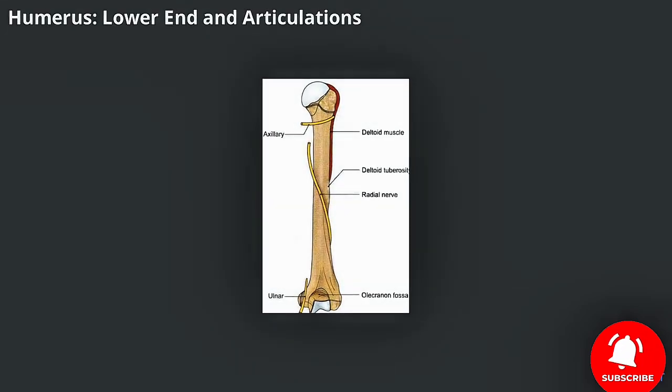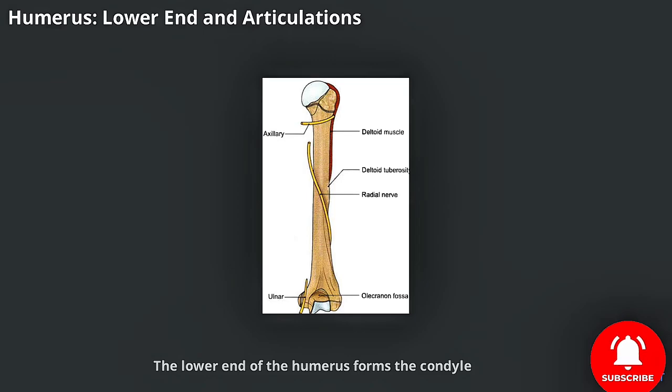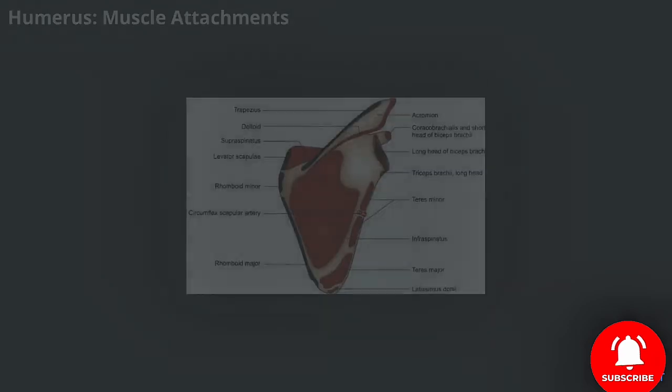Lower end of the humerus forms the condyle, which includes the capitulum and trochlea for articulation with the radius and ulna. The medial and lateral epicondyles serve as attachment sites for muscles. The coronoid, radial, and olecranon fossae accommodate the corresponding processes of the ulna and radius during elbow movement, ensuring smooth flexion and extension. Numerous muscles attach to the humerus.